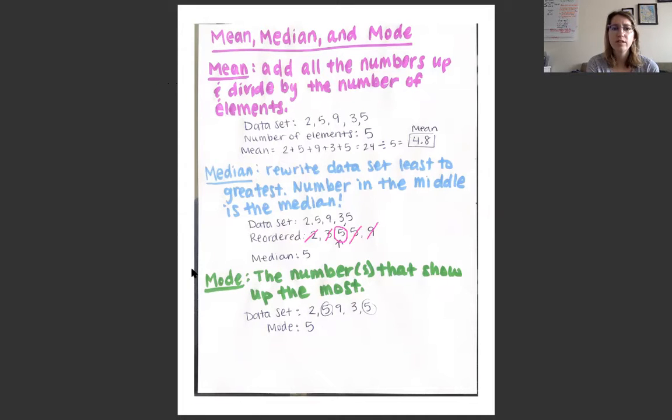Let's see, move this out of the way. I don't know if you guys can see it or not.